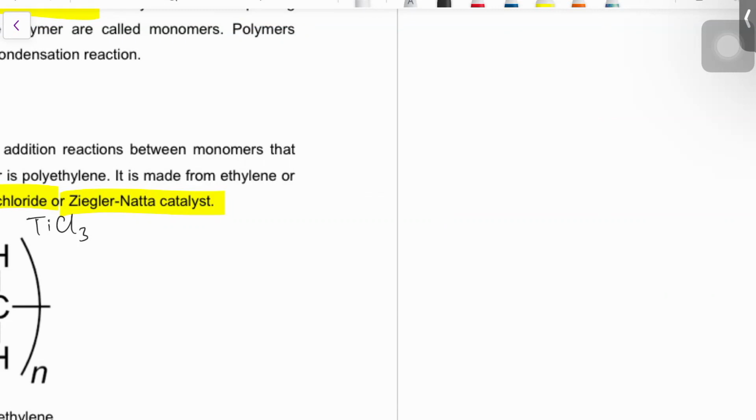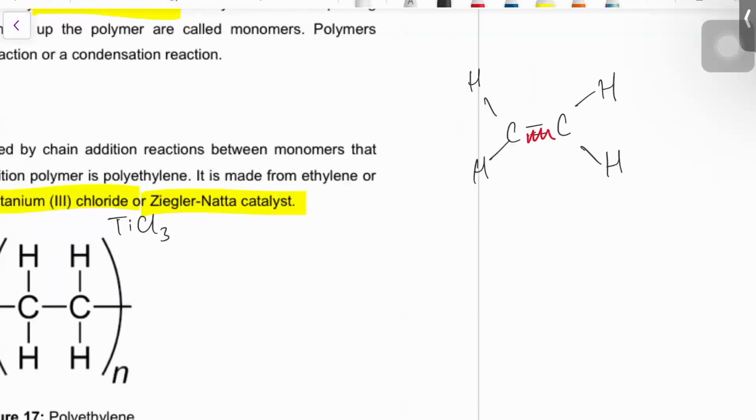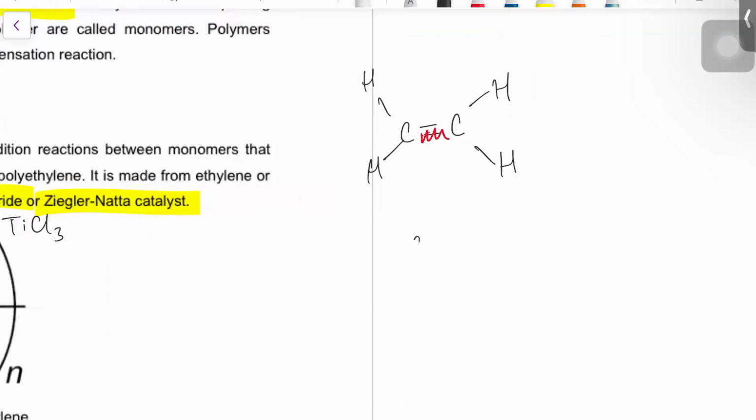So you have something like this. That's your ethene molecule. What happens is that double bond is going to break. And now, because that double bond breaks, the carbon only has 3 bonds. So it can add a fourth bond. What that fourth bond is going to come from is a different ethene molecule where the carbon atom has also been broken. So what happens then is that this ends up bonding to this.